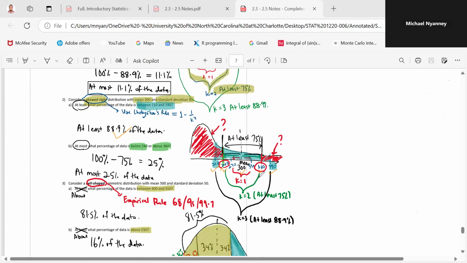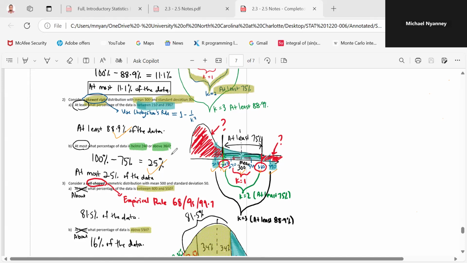So if you convert 1 over 4 to percentage, you're going to get 25%. Or since we know the total percentage is 100, and you have 3 over 4 converted to percentage, you get 75%. Subtracted from 100, you're going to get 25%. So this is a way to also calculate the percentage of the data set that would be below 240 or above 360, using at most. Okay, so at most is the opposite of at least. At least we want to find those within.